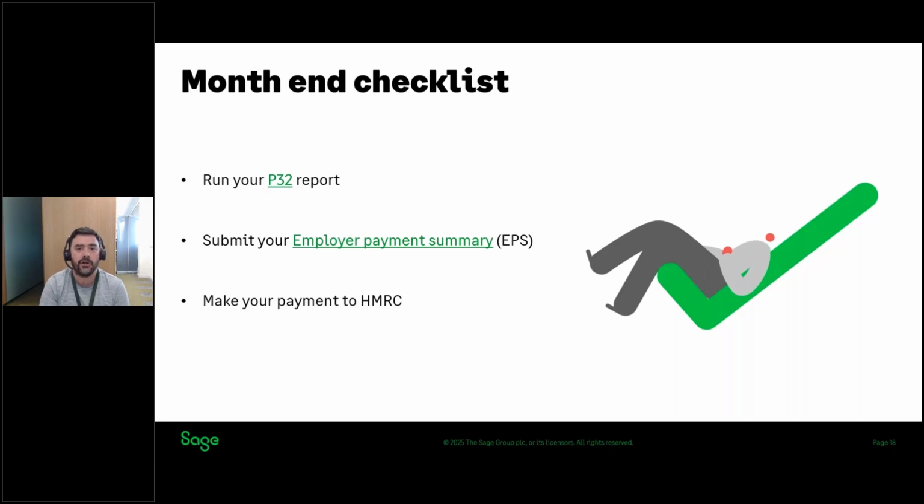Number 1 is to run your P32 report. So this is a report that summarizes the deductions that you've made from your employee that make up your liability to pay to HMRC, as well as any adjustments to that liability due to things that you've reclaimed. The second step, where required, is to submit an EPS or Employer Payment Summary to HMRC. Now, this won't be required every month. It's only in specific circumstances. And one of the main ones is when you're reclaiming statutory payments.